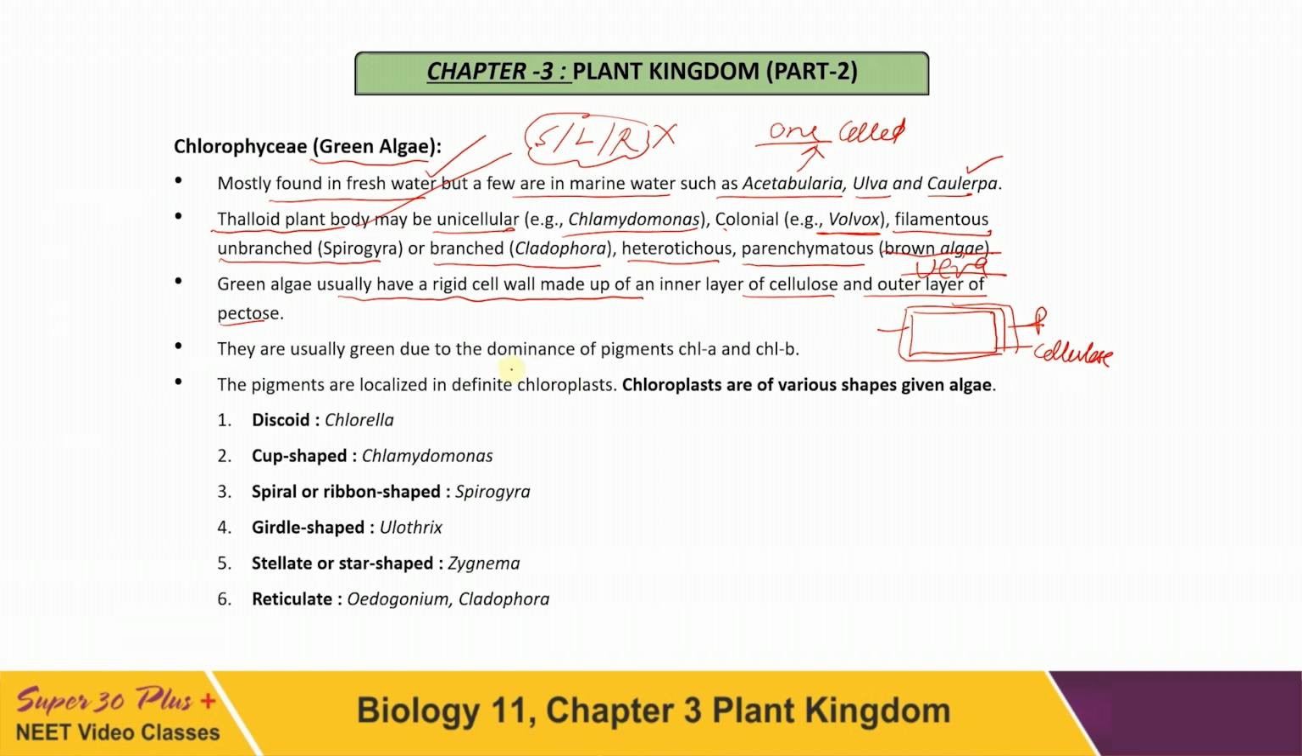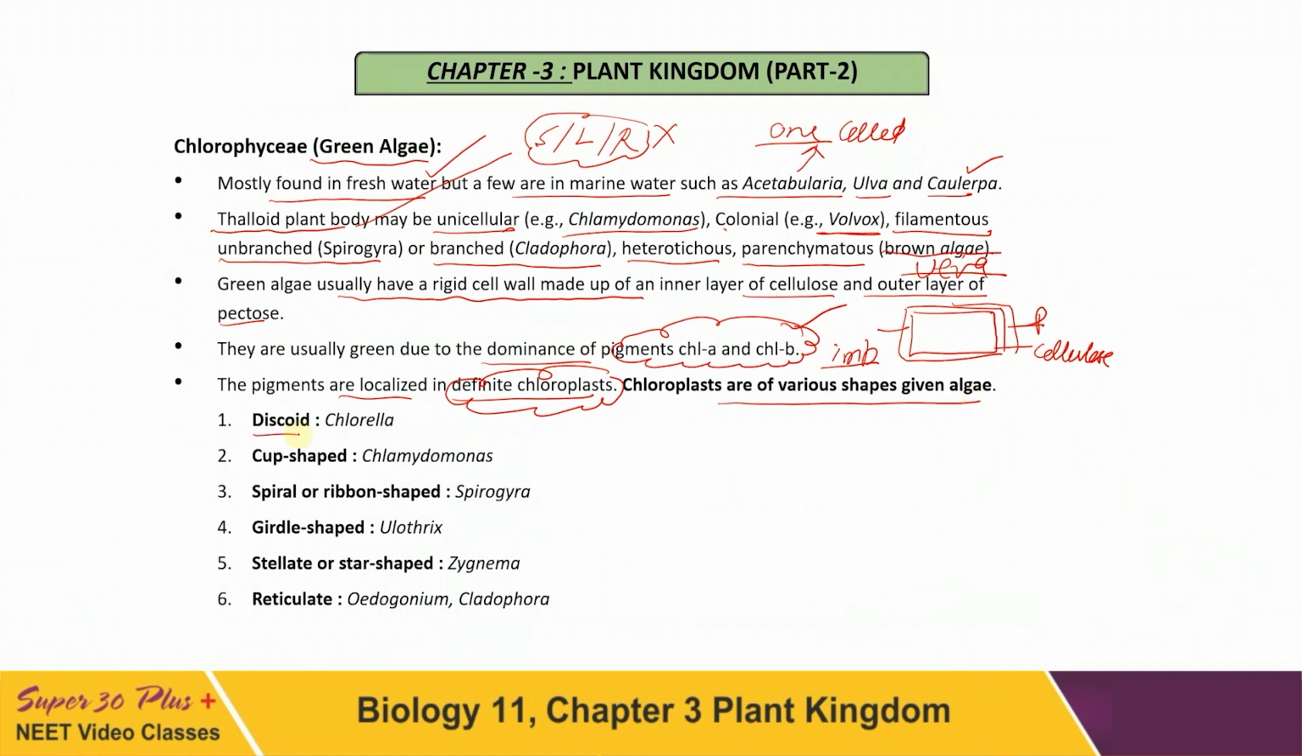Why are these green? Because they have dominance of pigments chlorophyll A and B. You have to remember this important question which has come in examination many times. The pigments are chlorophyll A and chlorophyll B, and these pigments are localized in definite structures known as chloroplasts. The shape of the chloroplast may differ.